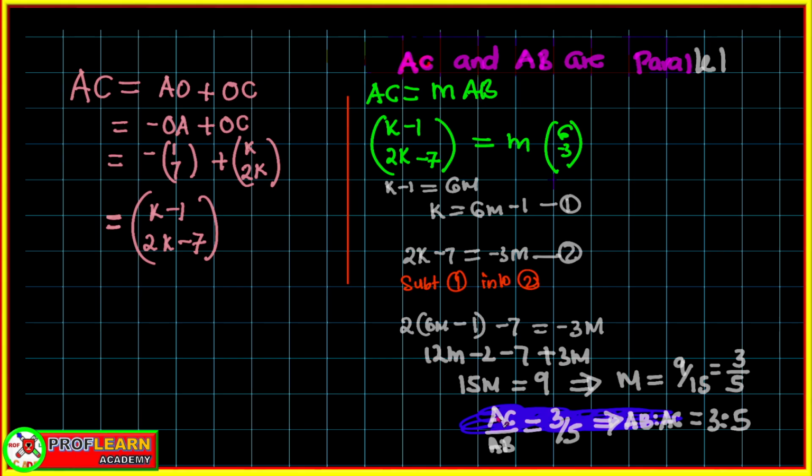If you have 3/5 as m, then from AC equals m AB, you can express AC over AB, and that is the same as 3/5. In ratio form, you can say AC to AB is 3:5. Up to that point, that's what you are supposed to do in this non-calculator paper of October-November 2025.